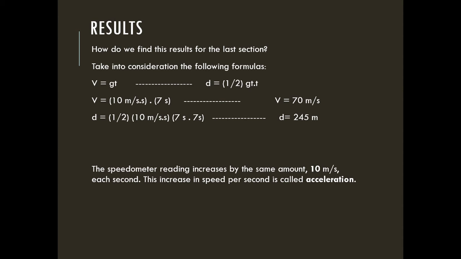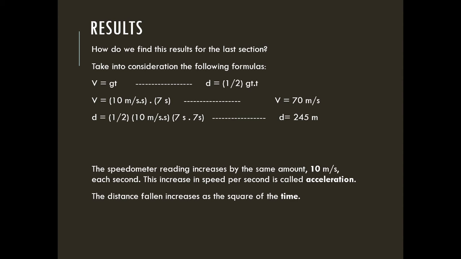So the speedometer reading increases by the same amount, which is 10 meters per second each second. This increase in speed per second is called acceleration. So remember that this 10 meters per second squared is the acceleration that gravity has upon objects when they free fall from somewhere.